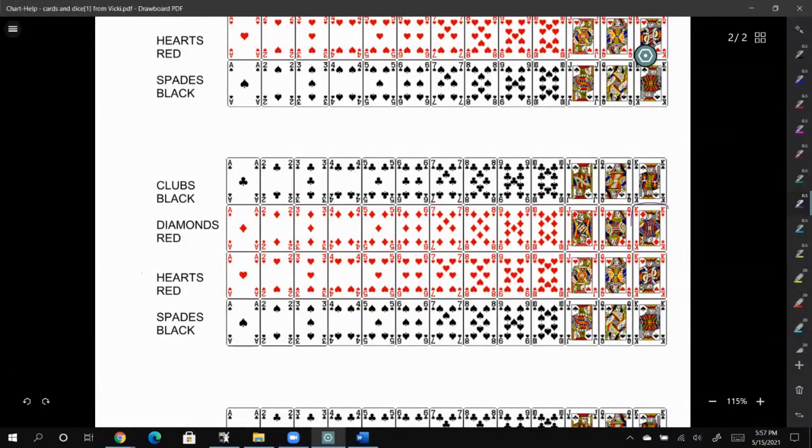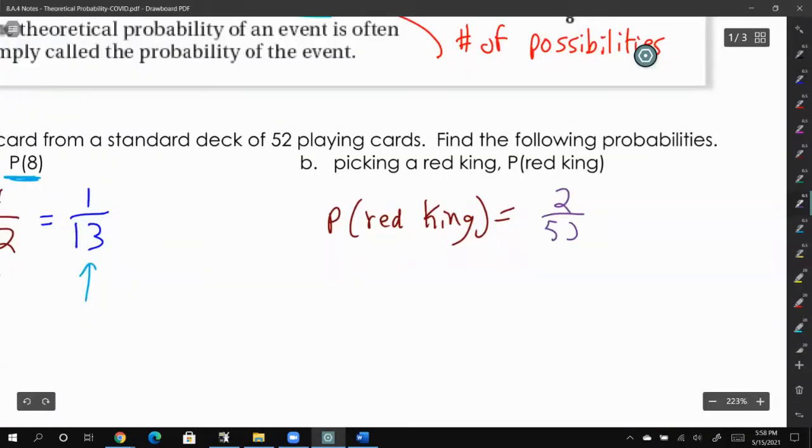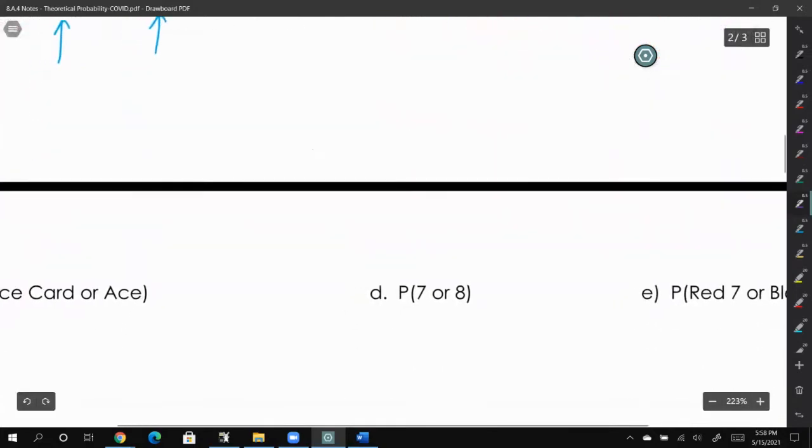We have 1, 2. So there are 2 out of 52 red kings, or 1 out of 26. It doesn't matter which one you use. All right, let's look at the next page.